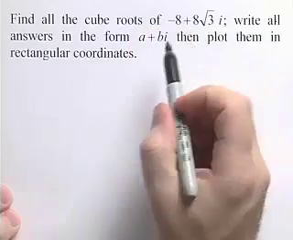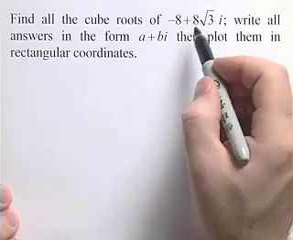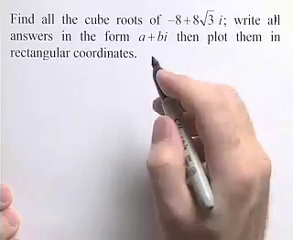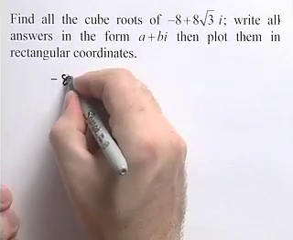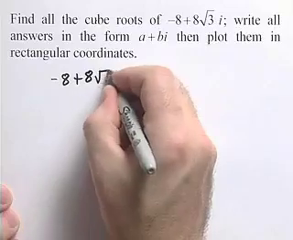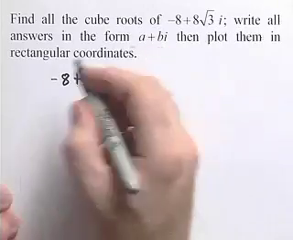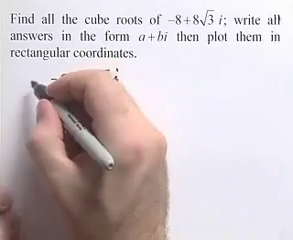We're going to find the cube roots of a complex number, and write all of the answers in the form a plus bi and then plot them in rectangular coordinates. We're given this complex number, negative 8 plus 8 times the square root of 3i. I'm just going to rewrite that here. We're going to call that w.